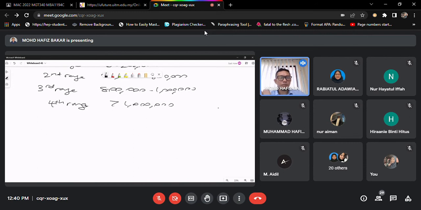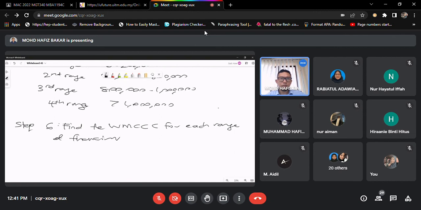And step number 6, you need to calculate WMCC. Okay, find the WMCC for each range of financing. Okay, find the WMCC for each range of financing.